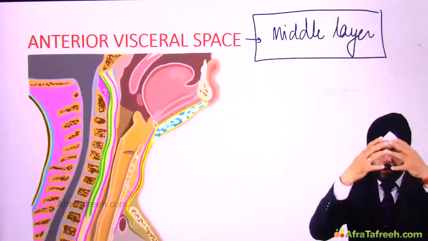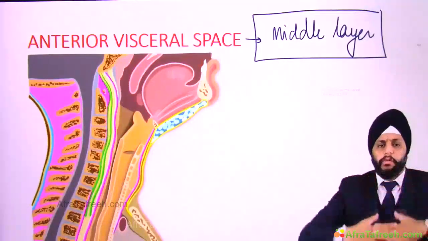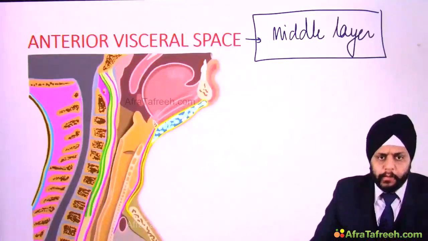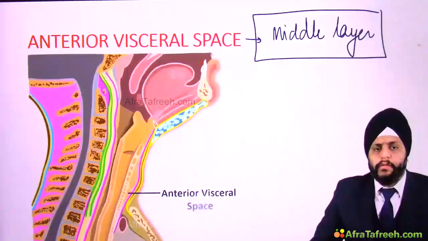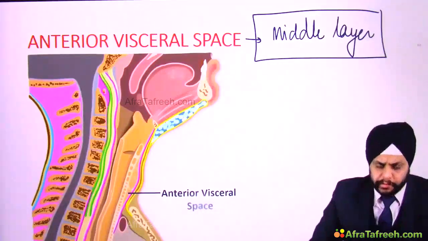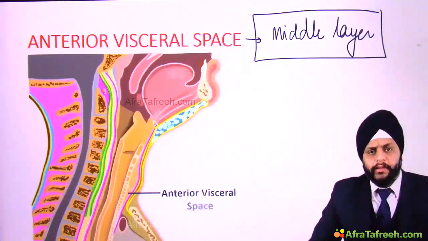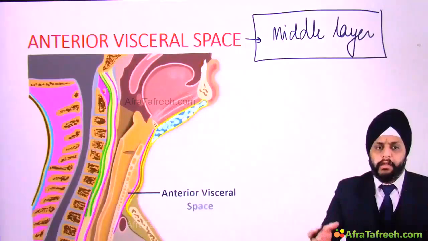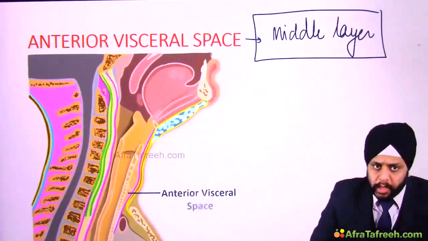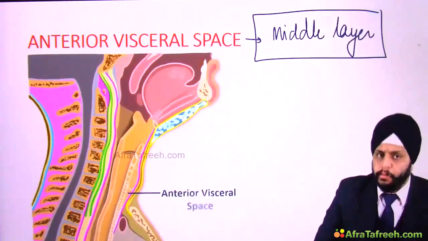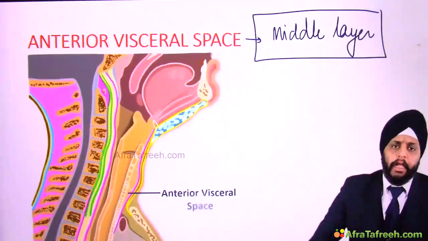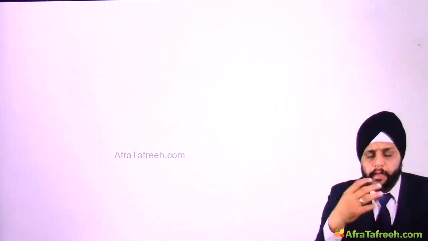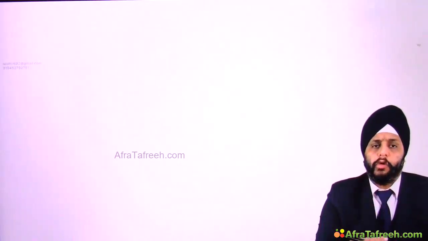division. Okay, now the visceral division continues into the mediastinum and it forms a space over here that is known as the anterior visceral space. It has lymph nodes. Sometimes it may get infected because of lymphadenopathy and there may be formation of abscess over here. Right. Now lastly, we come to the spaces along the length of the neck.